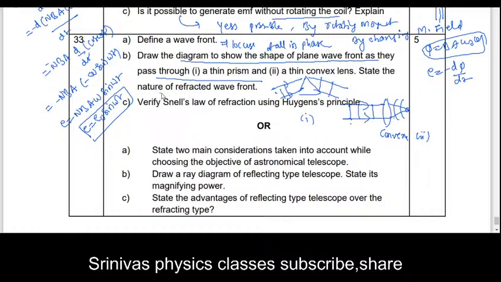Next, state the nature of the refracted wavefront. Here it is the plane wavefront. Here the refracted wavefront is the spherical wavefront. Okay, completed. Next, verify Snell's law by using Huygens principle.